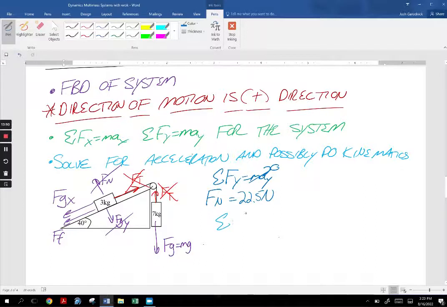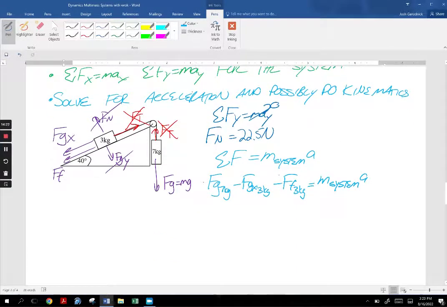We're going to sum the forces that cause the entire mass of the system, I want to stress that, to accelerate. We have Fg on the 7 kilogram mass trying to make the system move. Then we have FGX on the 3 kilogram mass and friction acting on the 3 kilogram mass, trying to prevent the system from accelerating. This is so much better when it's algebraic. So here we go. Let's throw some numbers in here.